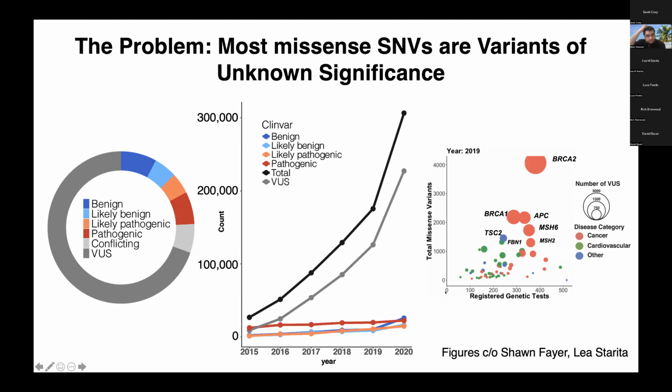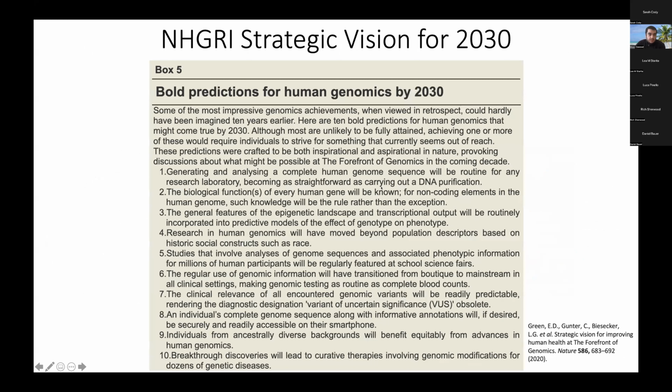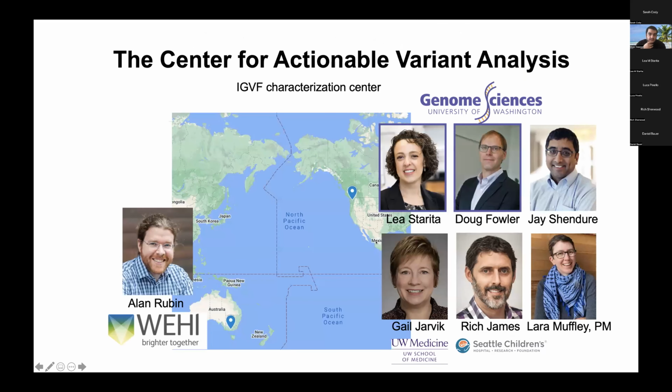The promise of precision medicine comes to a screeching halt when you're able to find the variant, but you have no idea what the variant does. And so in the NHGRI strategic vision for 2030, they laid out 10 very bold predictions. And number 7 here: the clinical relevance of all encountered genomic variants will be readily predictable, rendering the diagnostic designation of VUS obsolete. And this is what the UW-CAVA Center for Actionable Variant Analysis is going for. The idea that we can use these high throughput functional genomic assays to get after these variants of uncertain significance.